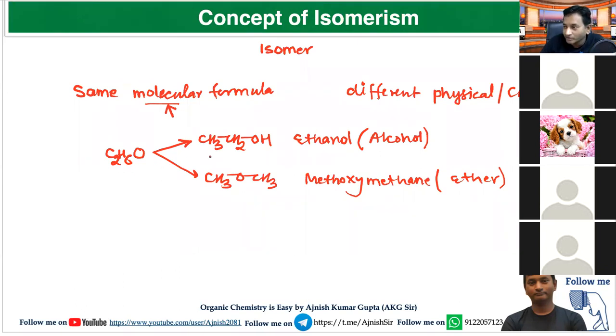This ethanol has molecular formula C2H6O. This methoxymethane also has molecular formula C2H6O. But in ethanol, oxygen is directly attached to hydrogen, and when oxygen is directly attached to hydrogen, this hydrogen is considered as acidic hydrogen, and there is a test of acidic hydrogen.